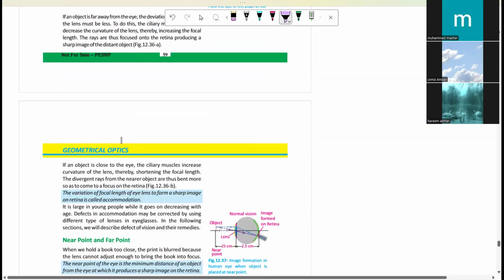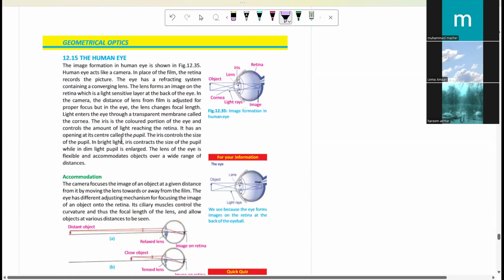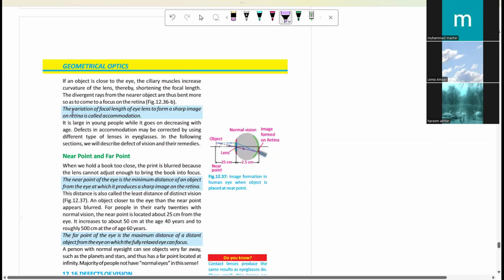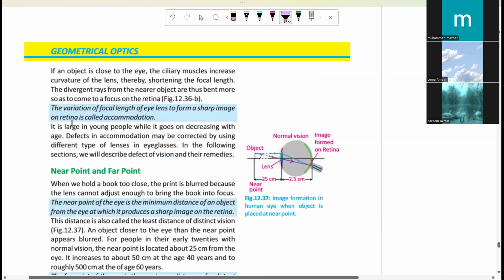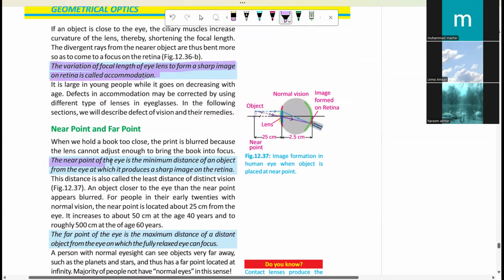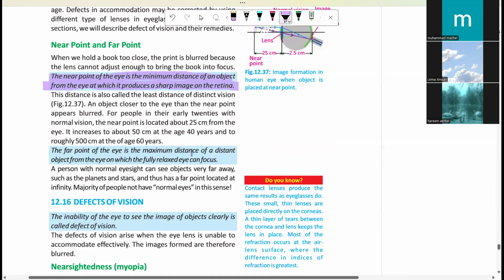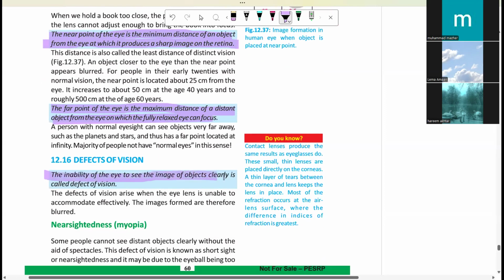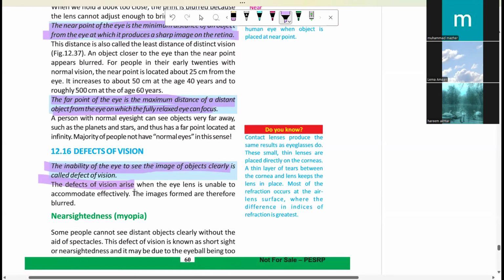Here I see some good definitions. Accommodation तो हम लोगों ने कर लिया था ना कि what accommodation is. The variation of focal length of the eye lens to form a sharp image on retina is called accommodation. Near point and far point. The near point of the eye is the minimum distance of an object from the eye at which it produces a sharp image on the retina. उसका opposite जो है वो ये होगा, far point: maximum distance of the object from the eye at which a fully relaxed eye can focus. And defect: inability to see the image of the object clearly is called defect of the vision.